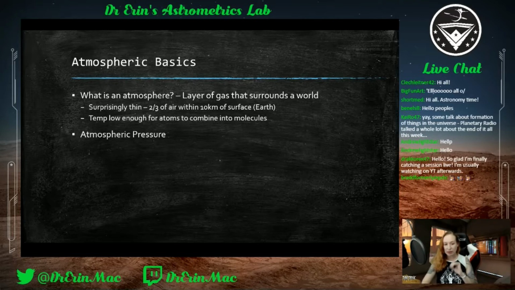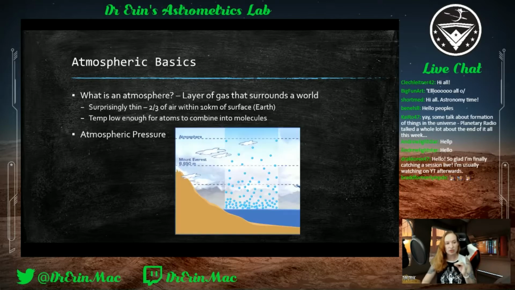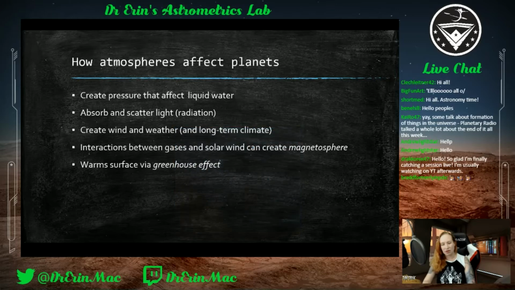Atmospheric pressure is probably one of the most key components when it comes to studying atmospheres in astronomy, because it dictates a lot about the temperature, and particularly how liquid water can stay in liquid form on the surface. This atmospheric pressure decreases as you go higher in altitude. As I said, within 10 kilometers of the Earth's surface is two-thirds of the air, and it thins out really fast. We kind of understand that, but it's hard to wrap our heads around how significant it actually is.